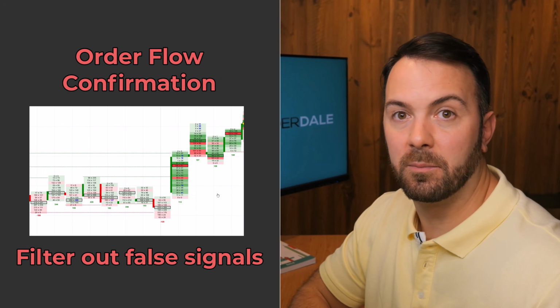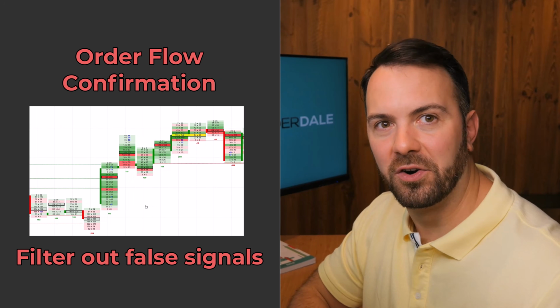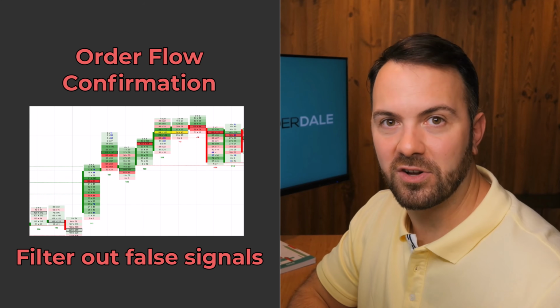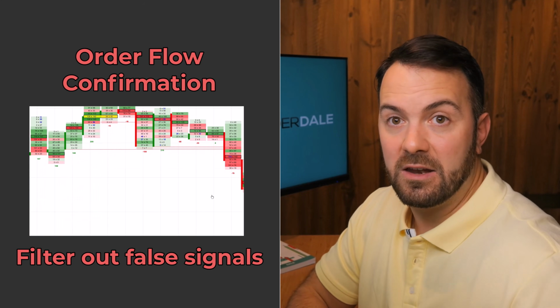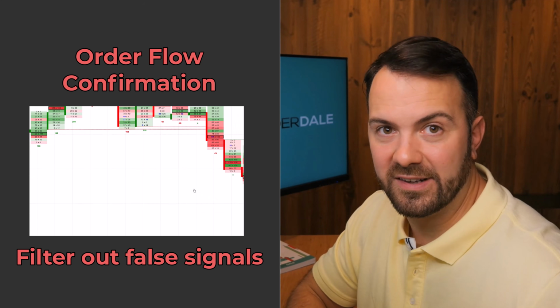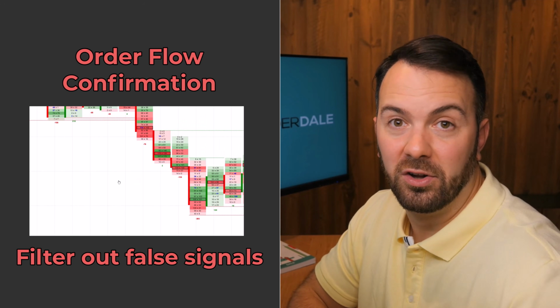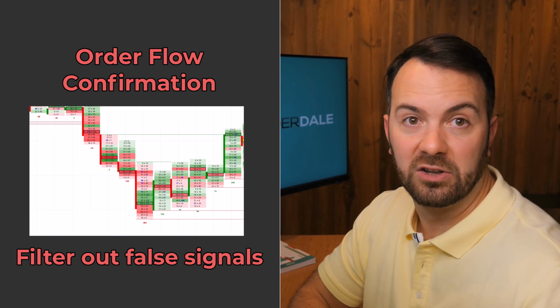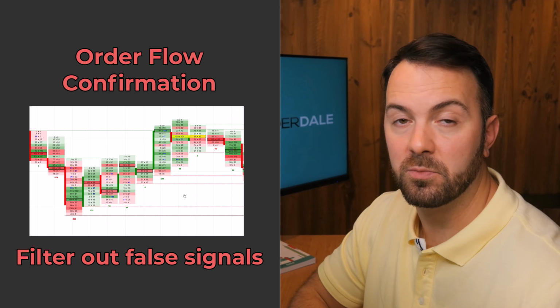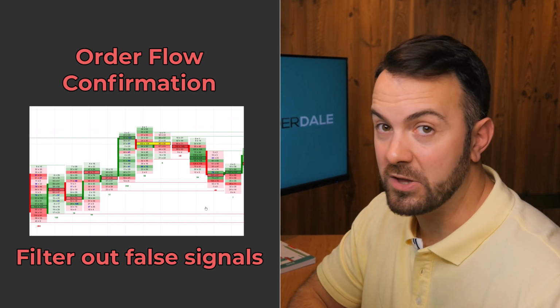Another option, which is a bit more advanced, is adding order flow for extra entry confirmation. This can filter out a lot of false signals, and if you guys want to learn more about order flow, I'll drop a link below this video to my free order flow webinar. You can check it out.